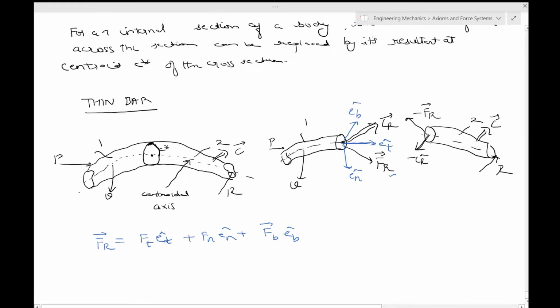So this Fr can be resolved. Similarly, this equivalent Cr can be resolved as Ct Et hat plus Cn En hat plus Cb Eb hat. This is equation 217. Only thing is, you must know that they all pass through the centroid. This coordinate system is attached to the centroid of this, so that you can resolve these forces.